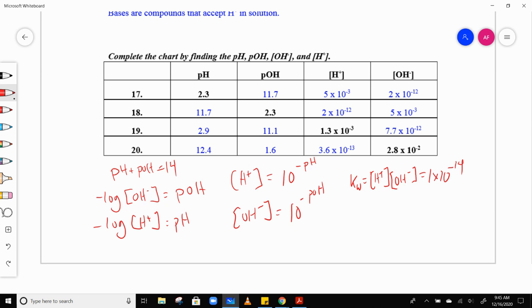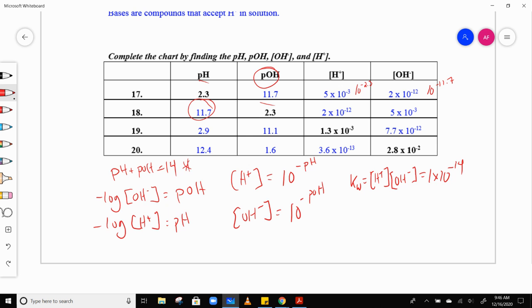For the pOH, if you're given pH, I just use this equation here, really easy. 14 minus 2.3, you get 7.7. And for the H plus, it's just 10 to the negative pH, so this is 10 to the negative 2.3. And this one is 10 to the negative 11.7. That's probably the easiest way to do the first two, 17 and 18. Just subtract 14 minus 2.3, and it just switched there.